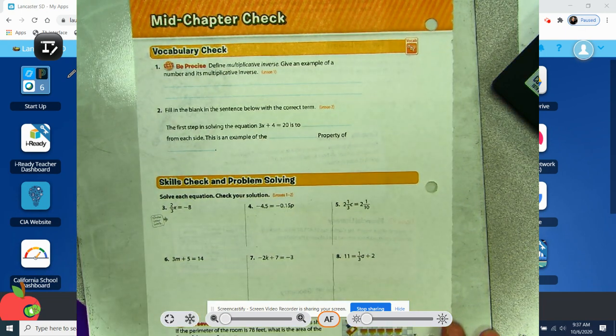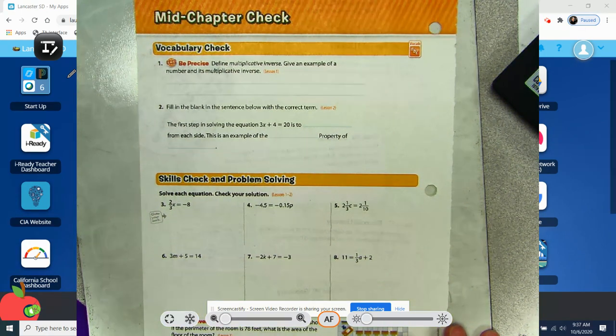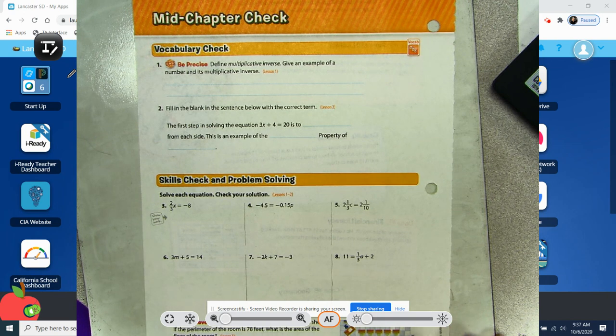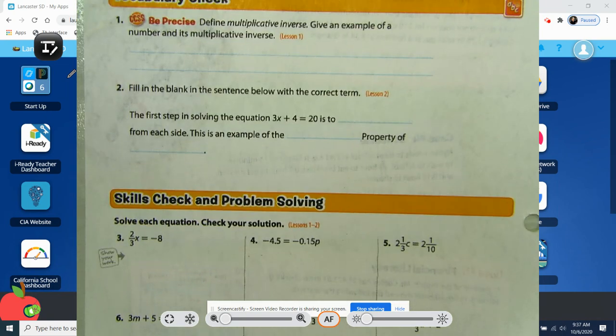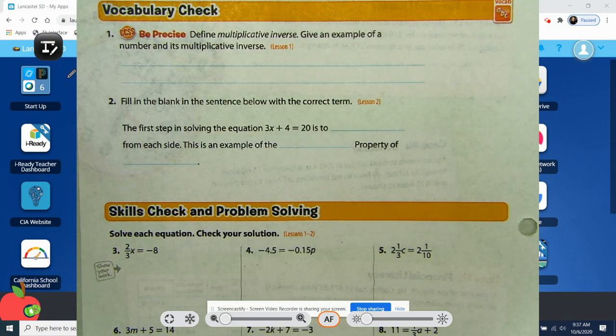Hello, today we're going to be working on our Chapter 2 mid-chapter check. This is on page 140 of your book. We're going to go over the answers together, and you're going to show me all the work. I'll do it with you, but you're going to show me the work.